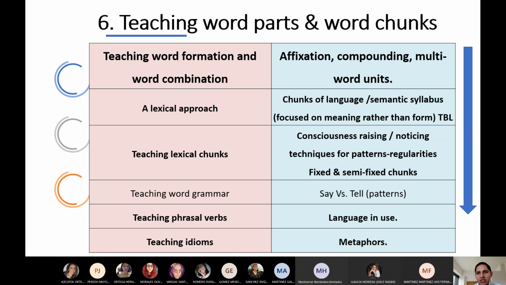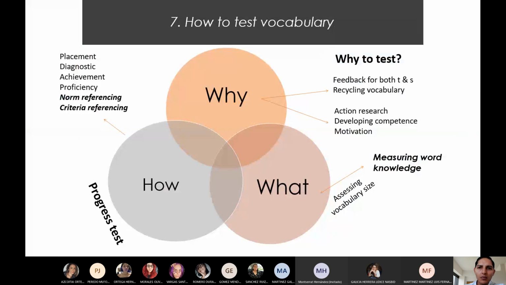So this is also included here. Teaching phrasal verbs, well, considered as language in use with different particles. Teaching idioms using metaphors, irreversible words, or different kinds of idioms. Context needs to be included in the teaching process. And finally, how to test vocabulary.